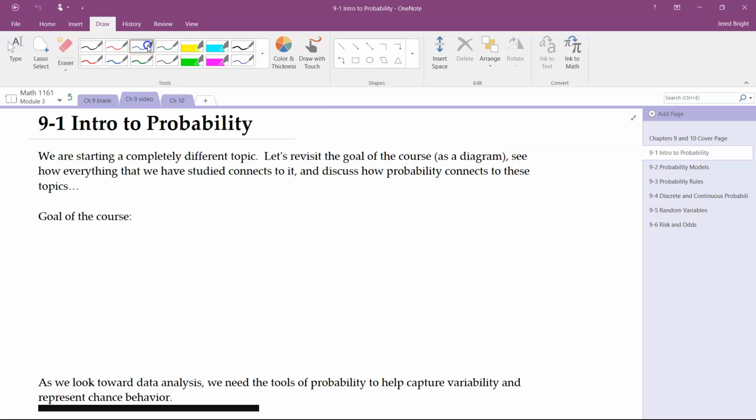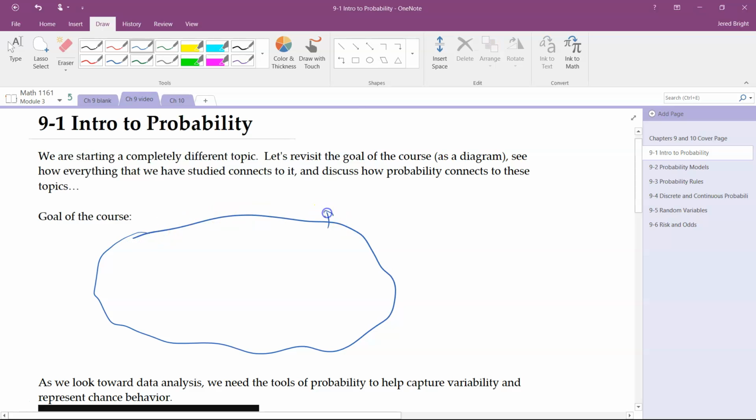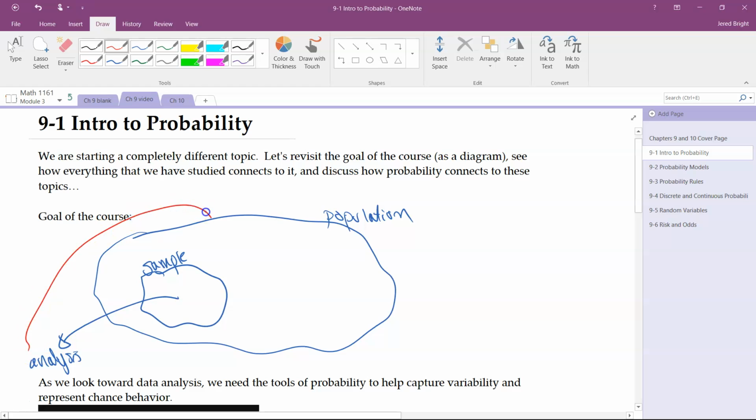Remember that the overall goal of the course is we want to imagine that we have a population and we want to take a piece of that, which we now know is called a sample, right? So we want to get a sample, do some analysis with that, and then with the analysis, in turn, come back and say something about the population, right?